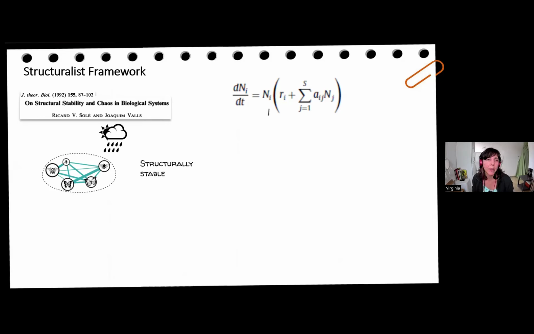So when my community is exposed to external changes, as can be, for example, changes in rain patterns or changes in the temperature, if when confronted with that our community does not change its behavior, then we will say it's structurally stable. While if, on the contrary, there is an important change in the behavior, such as the extinction of some species, we will say that the system is not structurally stable, which means that it's sensitive to changes in its parameters.